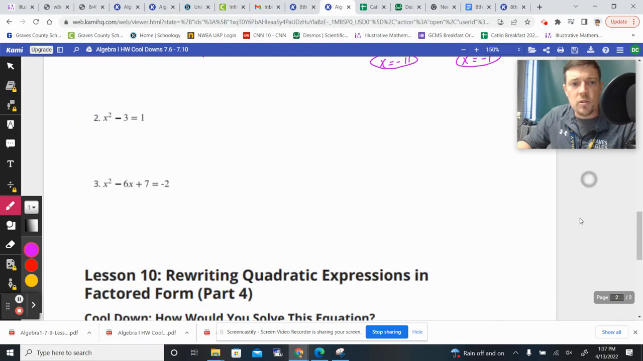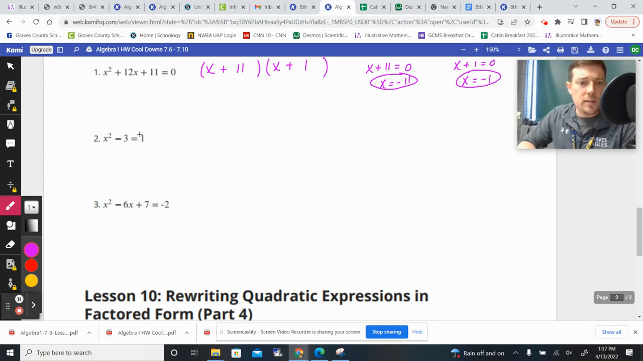All right, looking at number 2, there's a little bit of a curveball here. You'll notice that it's not equal to 0, so we need to make it equal to 0 by subtracting 1 from both sides. When we do that, we end up getting x squared minus 4. Now, the nice thing about this one is it is in standard form, but you're missing that linear term in between. And when you're missing that linear term in between and you have a difference of two squares like this, there's a special case where we know that it's going to be a pair of plus minus mix, all right?